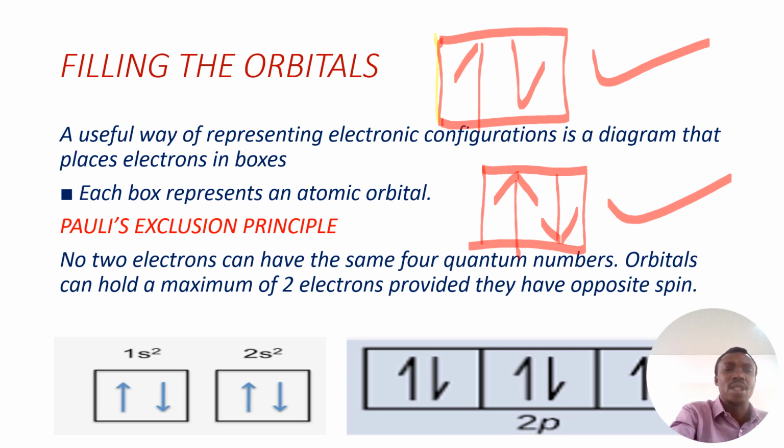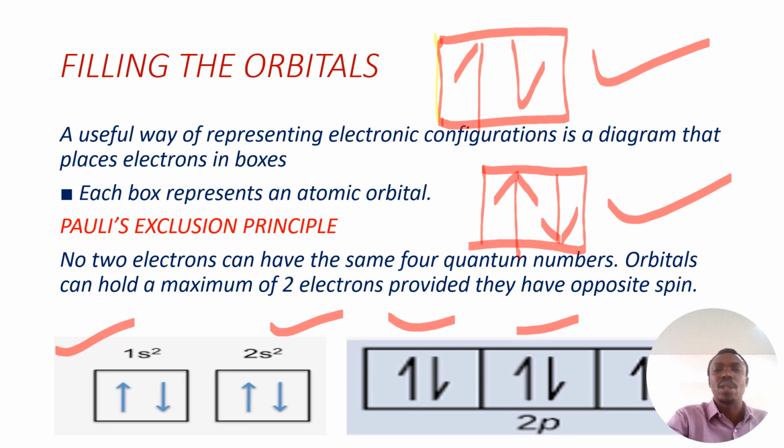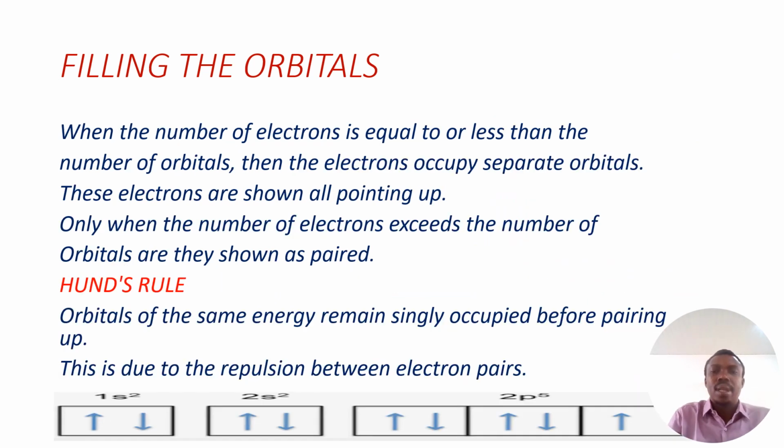Just the one we have here: this is 1s2, 2s2. This is 2p. So they must spin in opposite directions. You have to follow the Pauli exclusion principle, that an orbital can hold a maximum of 2 electrons, provided that they spin in opposite directions. Now, in filling the orbitals, there are rules we have to follow. Consider the first rule, which is the Pauli exclusion principle.